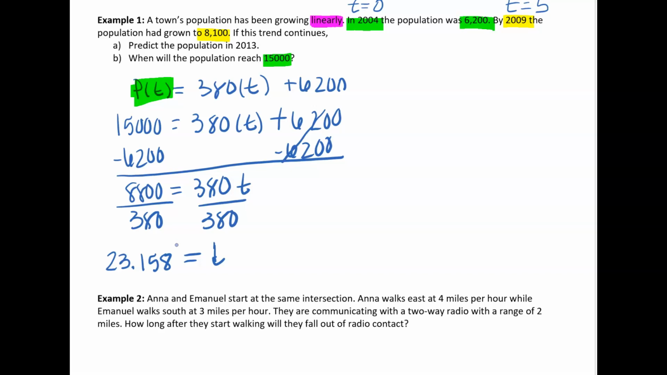Now, if we need to figure out the year of that, remember, T equal to 0 was our 2004. And so I just add my T value of 23.158 years to 2004. So it looks like in the year 2027, we would reach that population of 15,000.